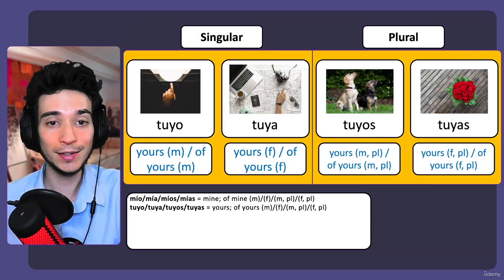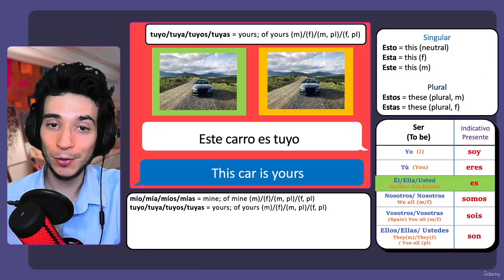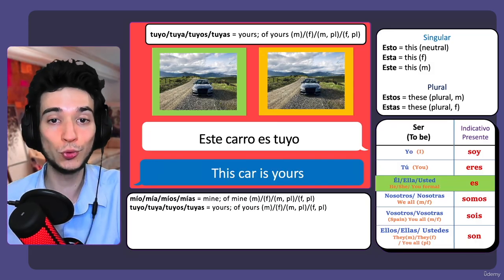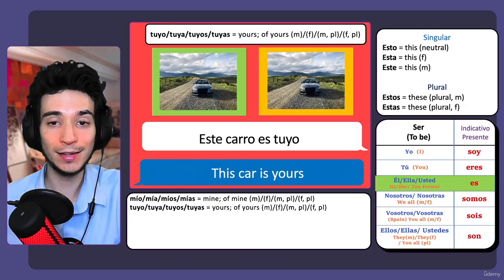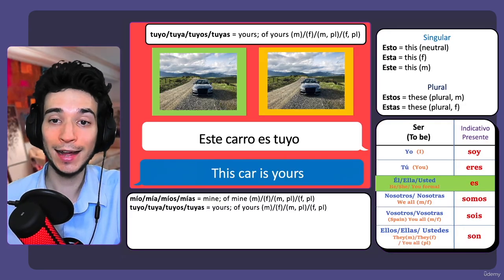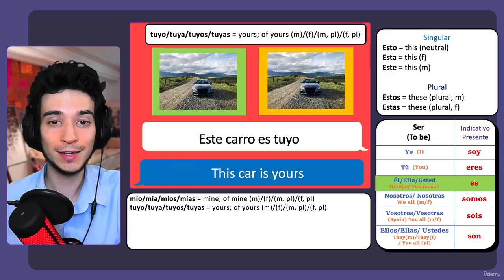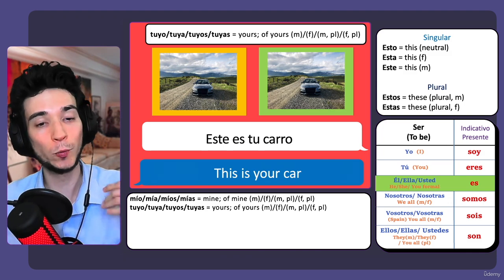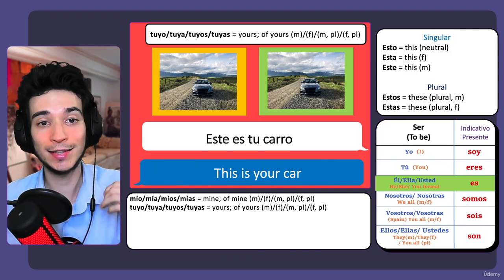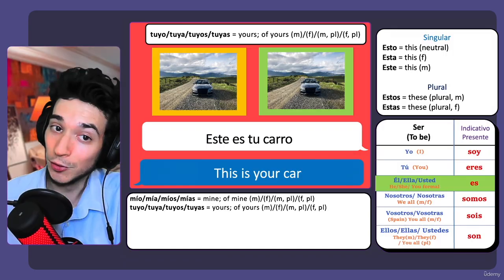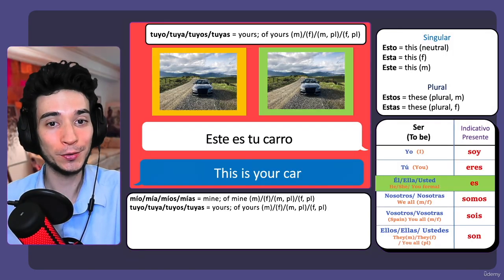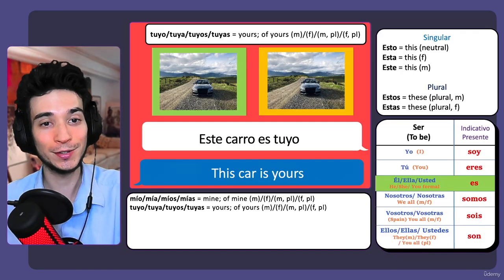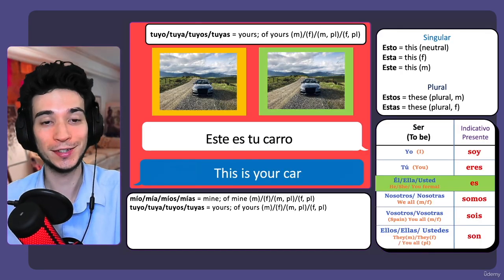Okay, let's try the examples. The first example we have is este carro es tuyo. This car is yours. And we can also say it the same way we learned from the previous lesson. Este es tu carro. This is your car. Or este carro es tuyo. So same meaning, different words.